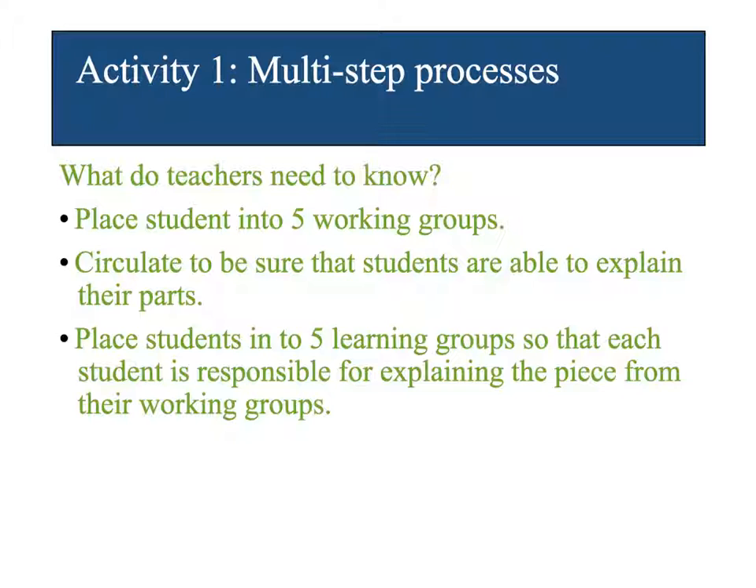So what do you need to know? So to do the jigsaw, place students into 5 working groups and circulate to be sure that students can explain their parts, and then put the students into 5 learning groups, right? 1 from each of the 5 working groups, so that each of the 5 steps is represented and students can take turns explaining the piece that they worked on in their working group, so that by the end, each group has heard from 1 member from each of the 5 working groups, and therefore have heard all the steps in biotechnology.